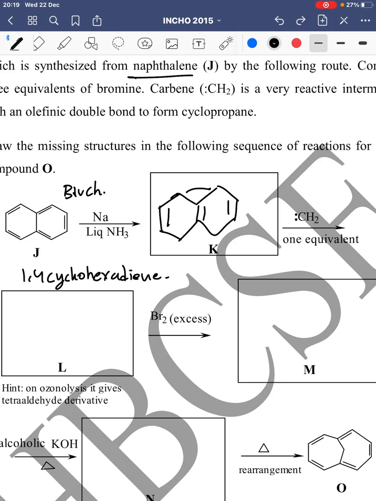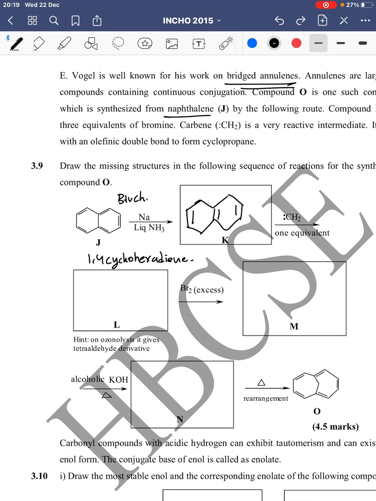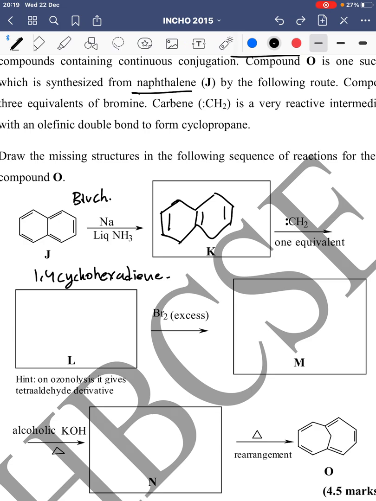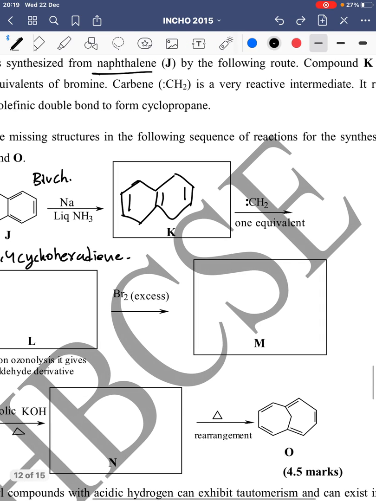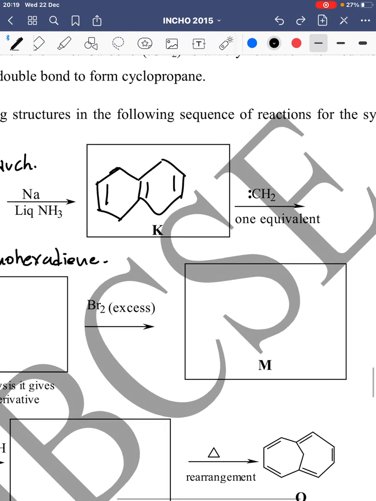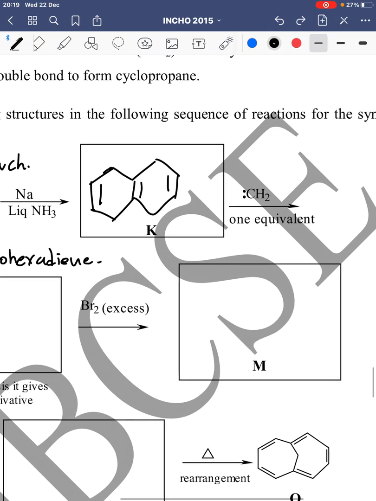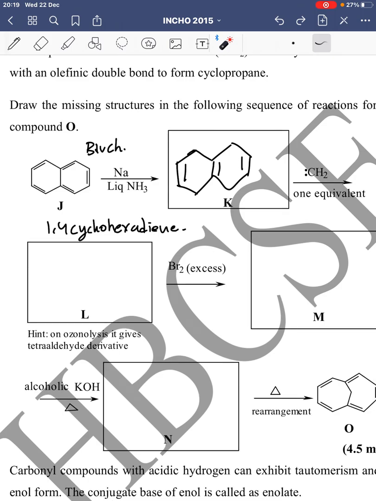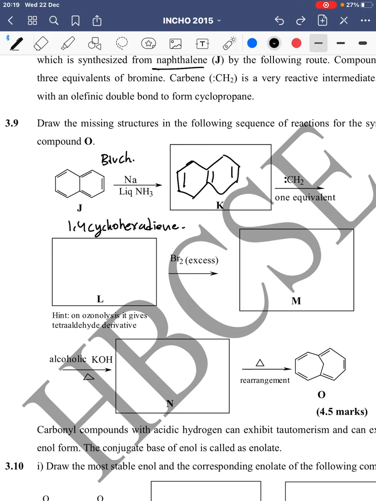This double bond is in both the benzene, not the benzene rings, but the cyclo. You can say it as this, it is common to both the rings. And then we add the carbene. So the carbene will be more stable if it attacks here, as it would get more stability.